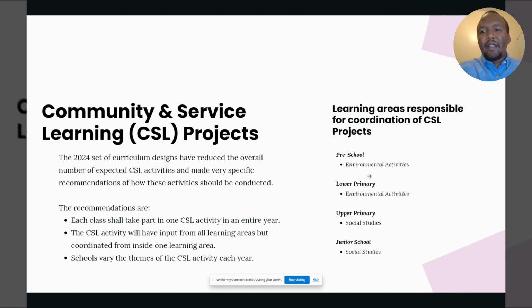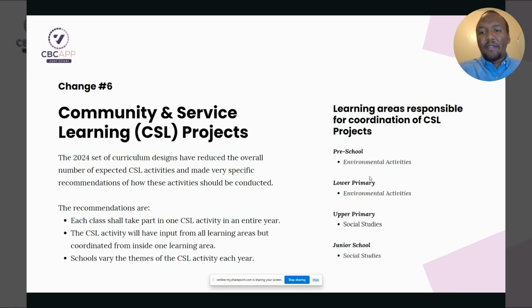Okay, and finally, the sixth change is community and service learning projects. If you take a look at what is there right now, the CSL projects are well defined now. The key thing is that they shall now be coordinated from one specific learning area. In preschool, it will be inside environmental activities. In lower primary, it will also be in environmental activities. And in upper and junior school, they'll be in social studies. So that's how the CSL projects will be coordinated.